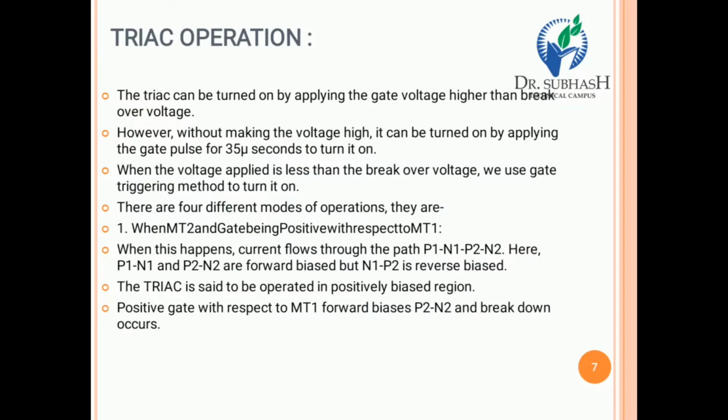So P1-N1 and P2-N2 are two forward biased junctions, and N1-P2 is reverse biased. Dear students, we all know that a forward bias can work as a closed switch, and a reverse bias can work as an open switch. The triac is said to operate in the positively biased region. Positive gate with respect to MT1 forward biases P2-N2, and a breakdown occurs, right?